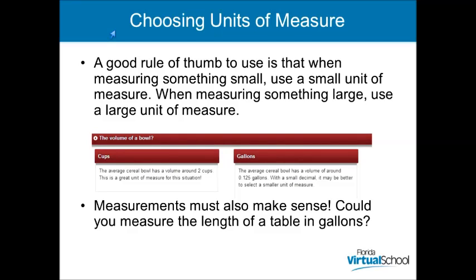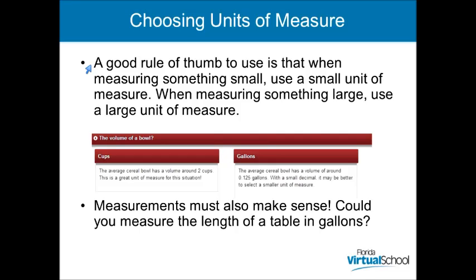Now let's talk about measurements a little bit more. Since we have so many different ways to measure items, let's talk about the importance of determining the correct measurement. A good rule of thumb is to use something small when measuring something small, like a small unit of measure. A gram is very small. An inch is small. So it all depends on what you're measuring. If you're measuring something that is large, then you use a large unit of measure.